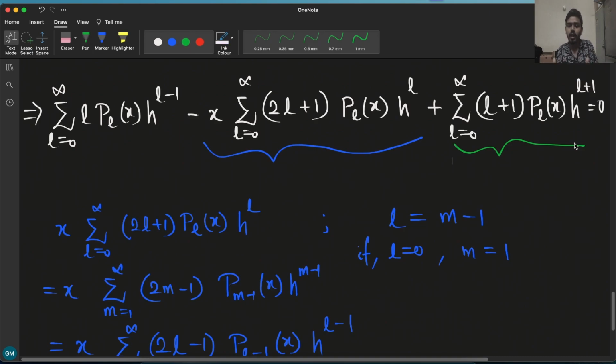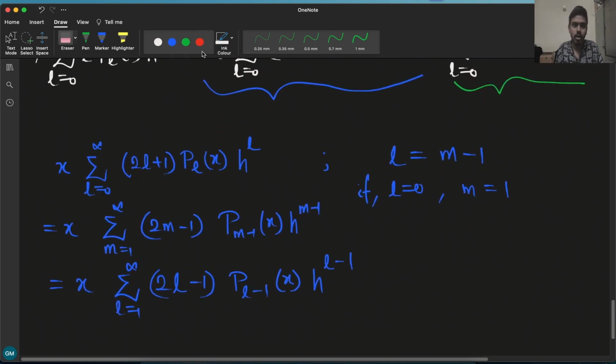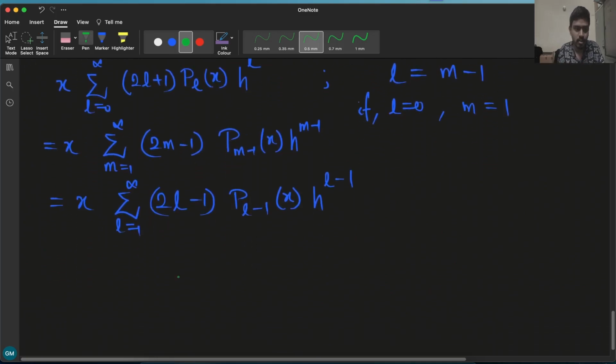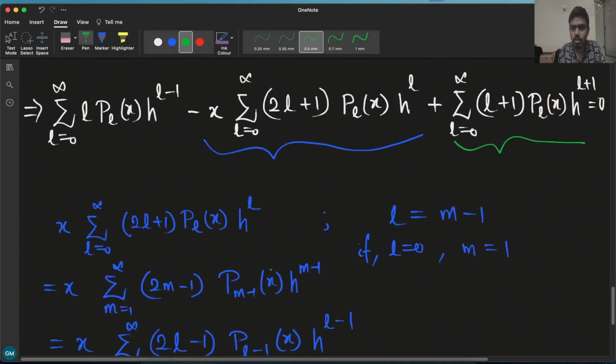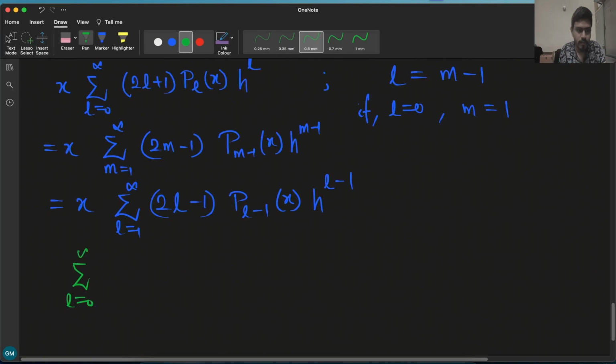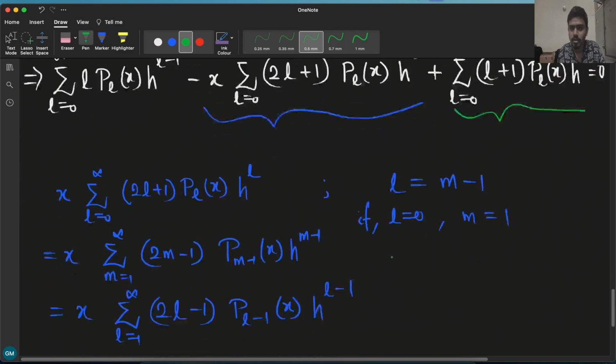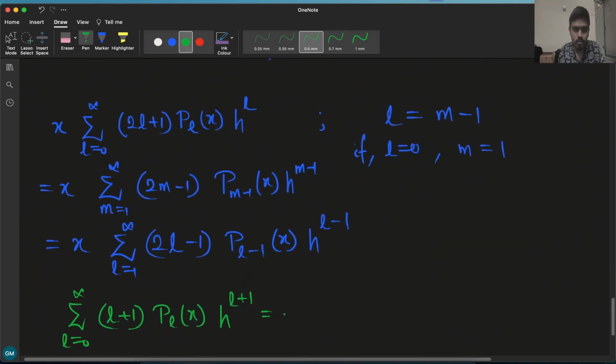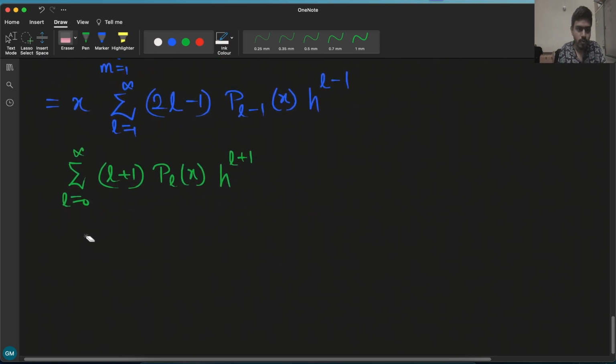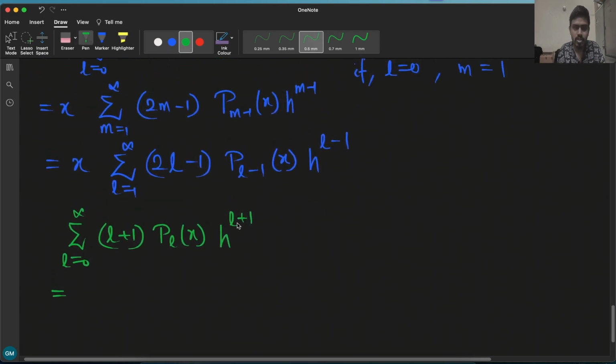Here also we want to write it as a sum over some factors times h to the power l minus 1. So I will do that in green color. This is the sum over l equals 0 to infinity of (l plus 1) P_l(x) h to the power l plus 1. Now here, instead of l plus 1, I want l minus 1.